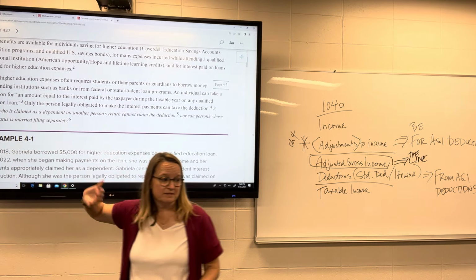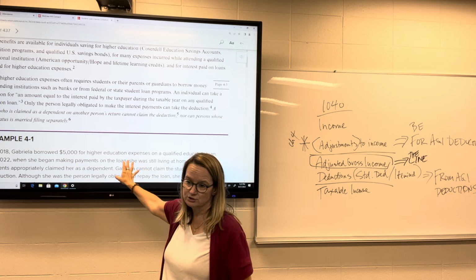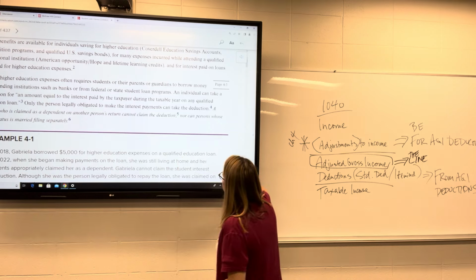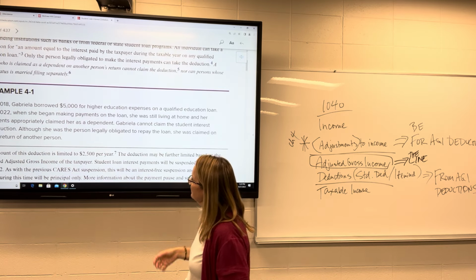Married filing separately, this is one of those restrictions for married filing separately. They cannot claim this deduction at all. They're not eligible to claim this deduction. Okay. All right, so we'll look at an example here.